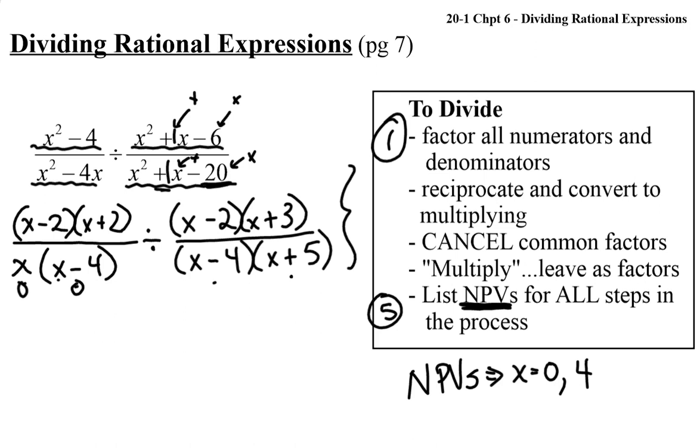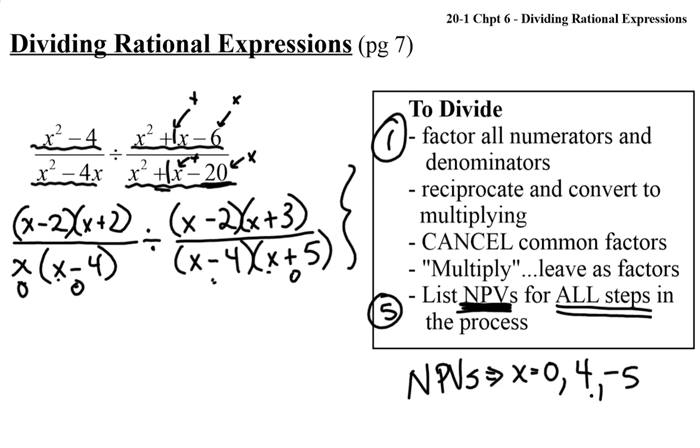So 4 is another NPV. Well, there's x minus 4 again, same thing, so I'm going to leave it. We already have that 4 in our NPV. And then if x plus 5 equals 0, that would be a bad thing, and that'll happen if x is negative 5.